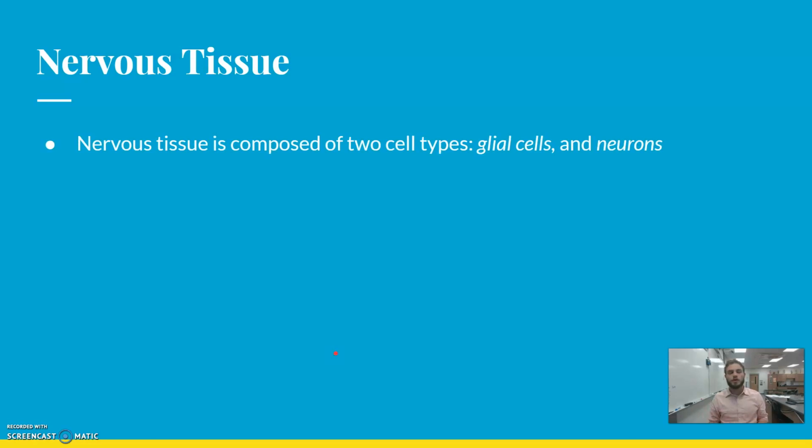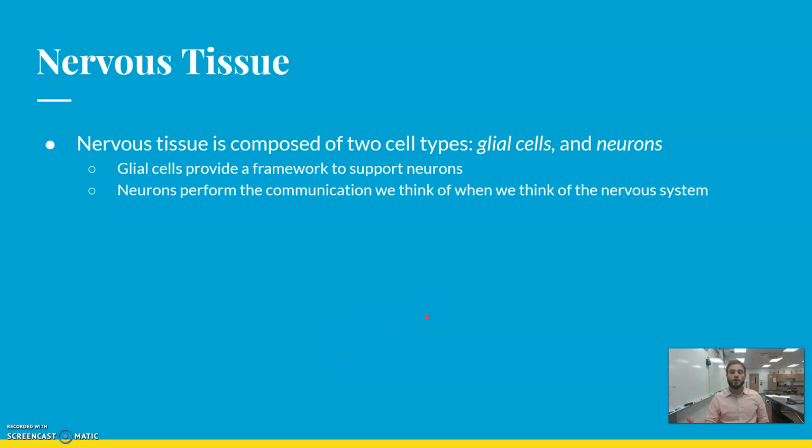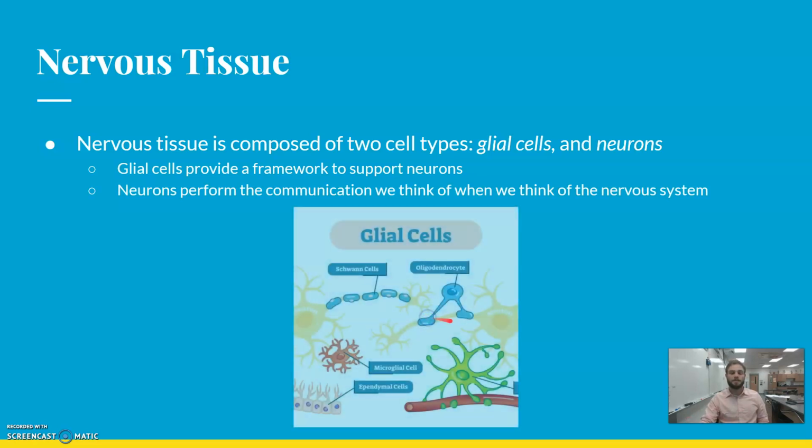So there are two cells that nervous tissue can be made of: your glial cells, otherwise known as neuroglia, and neurons. Glial cells' job is to provide framework to support neurons. So they aren't actually doing any of the communication that we see and that we think of when we think of the nervous system. Their job is to help the neurons, which are doing the communication.